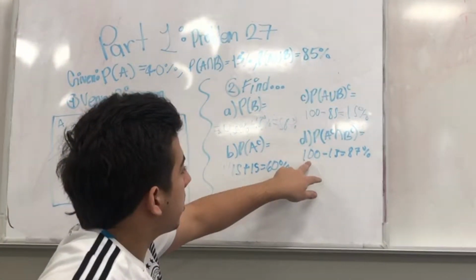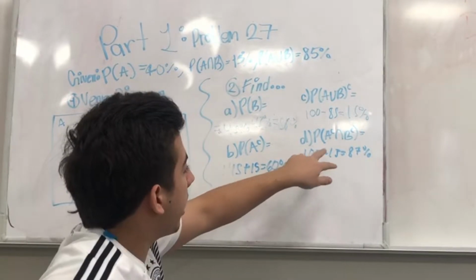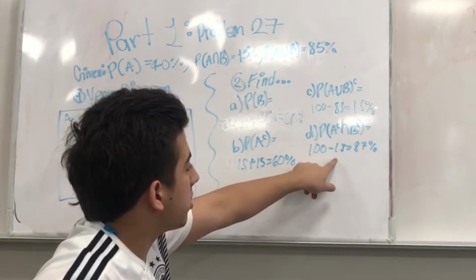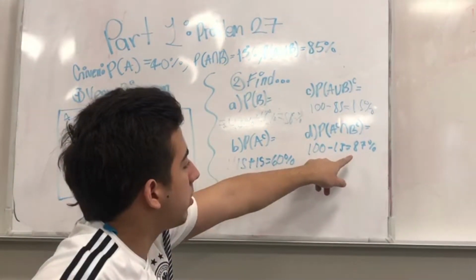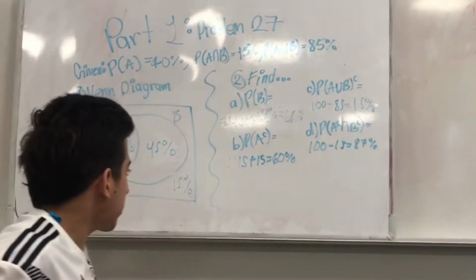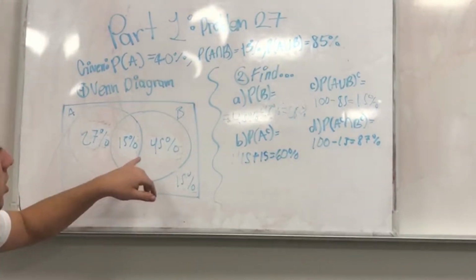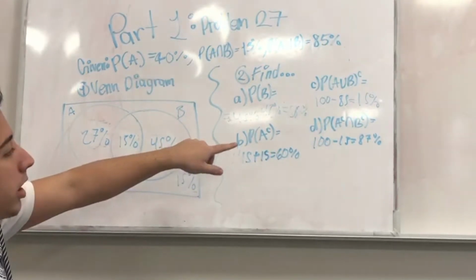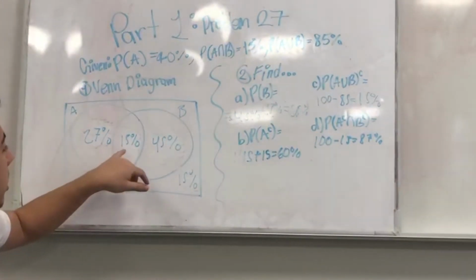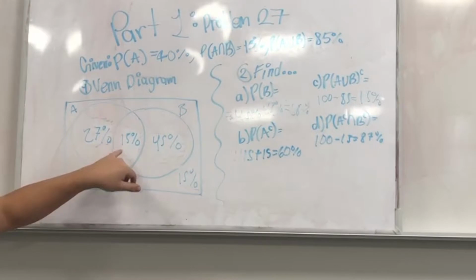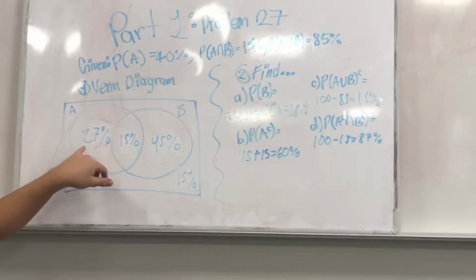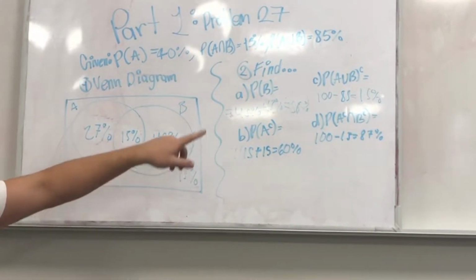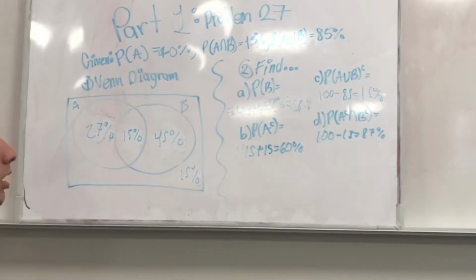And the last one is probability of A and B and its complement. We have to do 100 minus 13, and that will give you 85%. So the complement of A and B will be anything that is not A and B. So we added 27 plus 45 plus 15, which gives you 85.